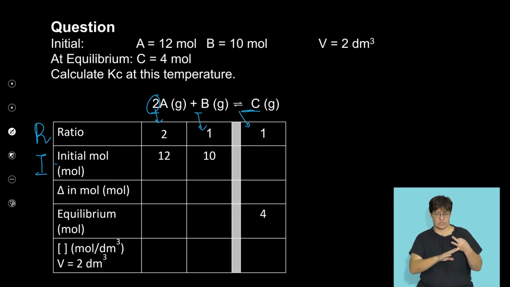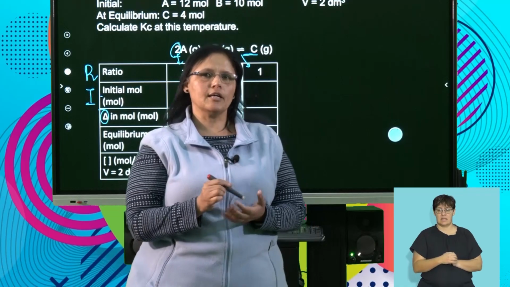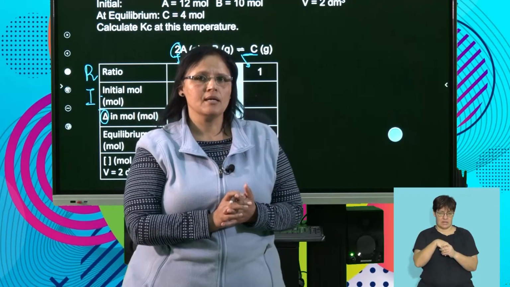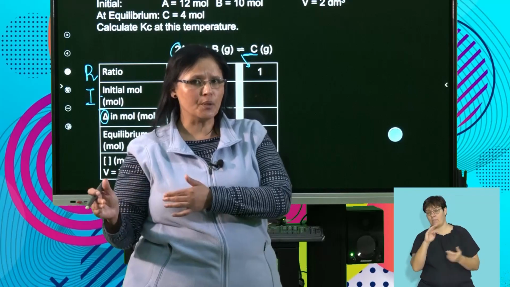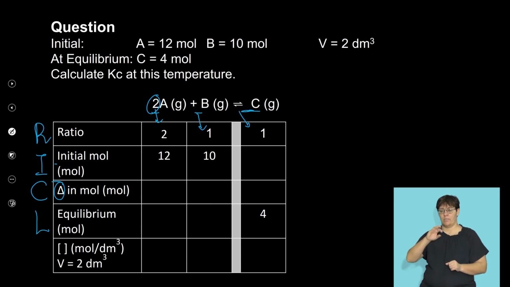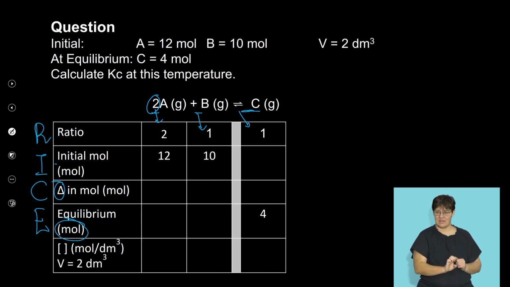The third row has a little triangle that we call delta, and we know it means change in. So on this row, that little triangle means change in the number of moles. The change is the C, and that brings us to the next row, which is the equilibrium row. What is the number of moles at equilibrium? We then take that number of moles that we calculate there and convert it into a concentration by using c = n/V.